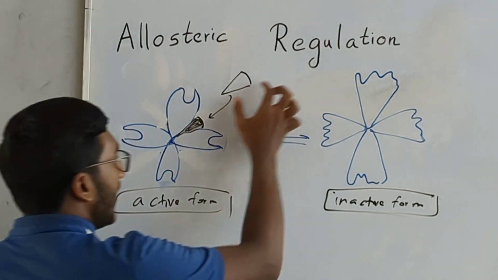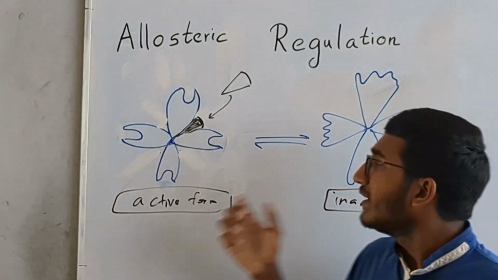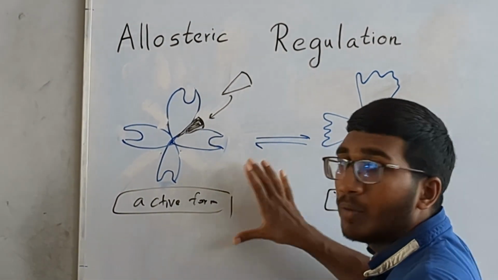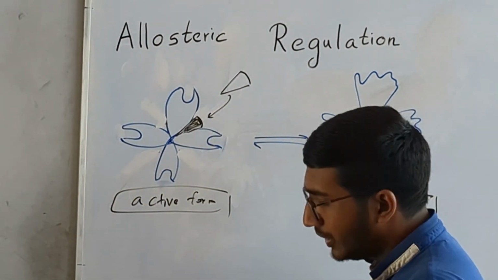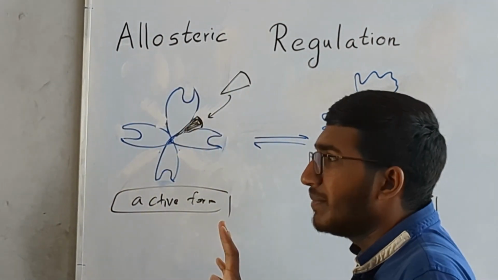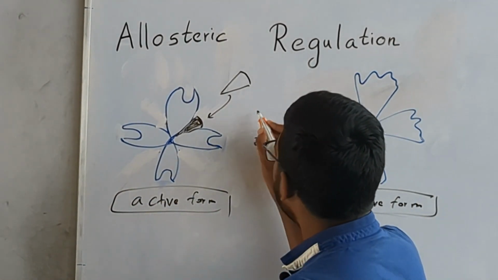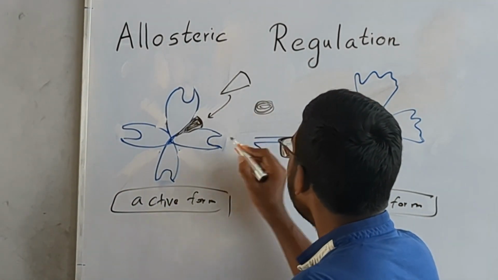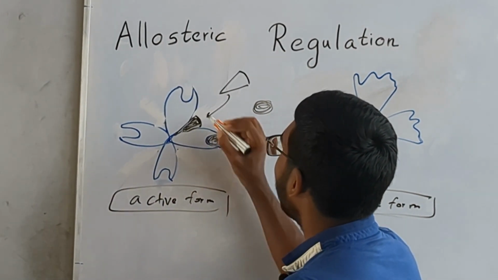And when the activator molecule binds to the allosteric site, then the active form stabilizes. The oscillation process stops and the active form will stabilize. Now the active sites are stable, so the active sites are open. Now substrate molecules, let's consider this as a substrate molecule. Substrate molecules can bind to the active sites.